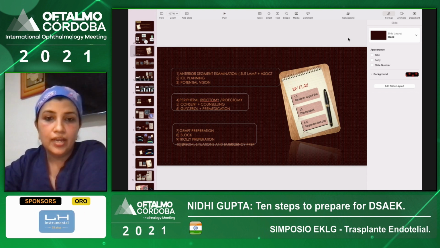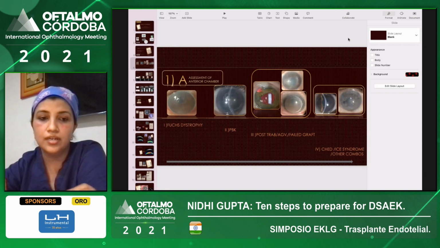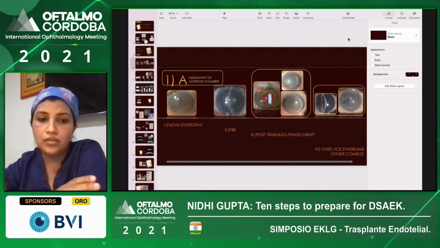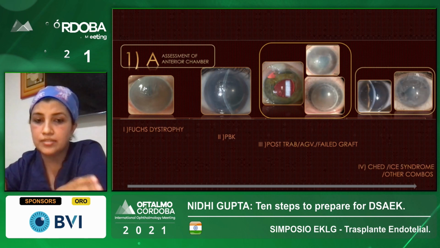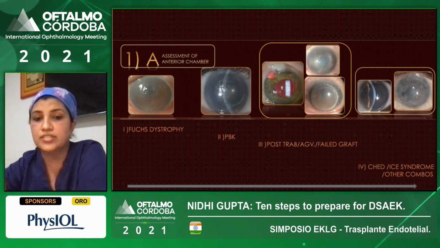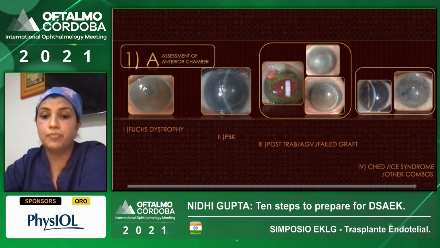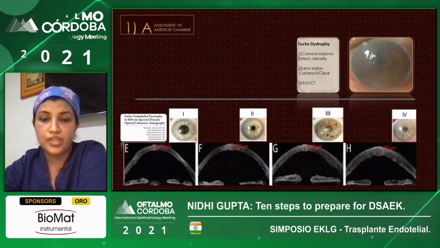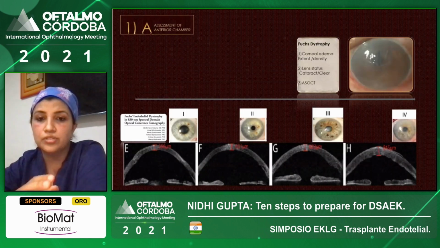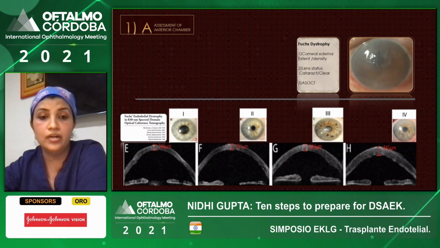I'll start off by saying that you have certain indications for your surgery when you go for a DESCET. Indications in patients with Fuchs and PBK are quite simple, as compared to more complicated cases, for example the post-TRAB or glaucoma patients, and patients with CHED or ICE syndromes, etc. So your preparation has to be according to the kind of surgery and the kind of patient severity you're going to be taking in your OR.